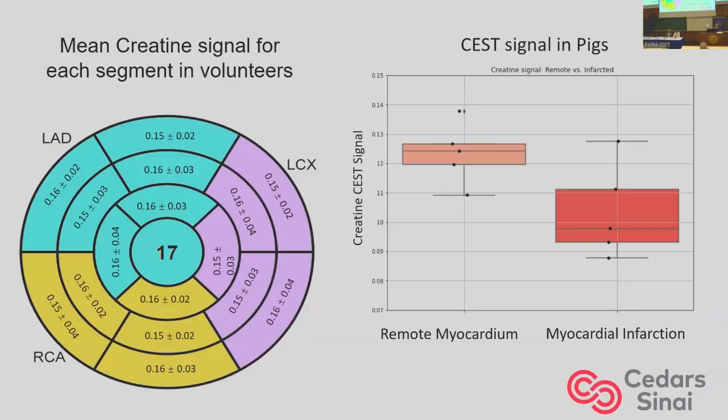And some numbers: we looked at the homogeneity of the CEST signal across different segments of the heart in human volunteers, and we found a pretty uniform distribution. There are some changes, but they're not statistically significant between the different segments. But in the pigs, we looked at the remote myocardium and the myocardial infarction. We did see a significant change in the creatine CEST signal.